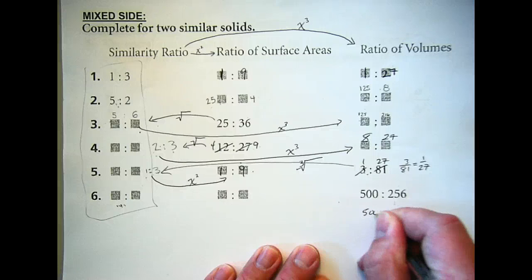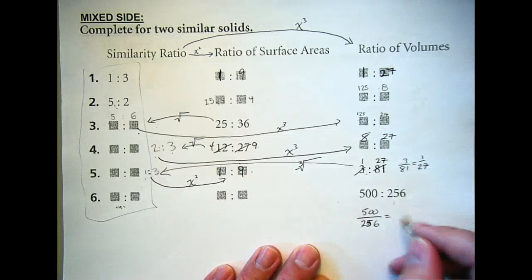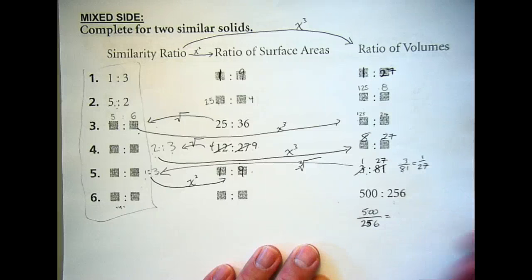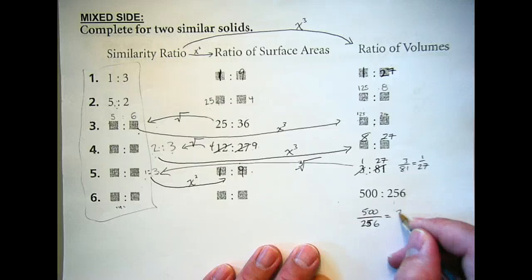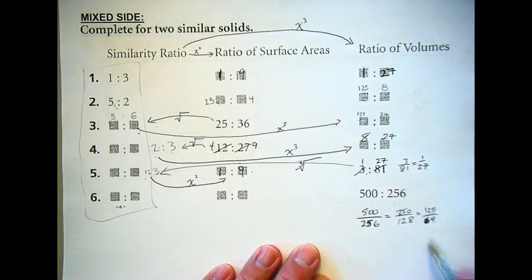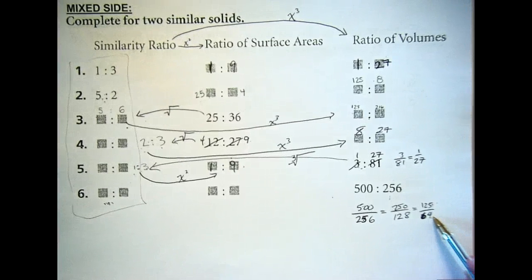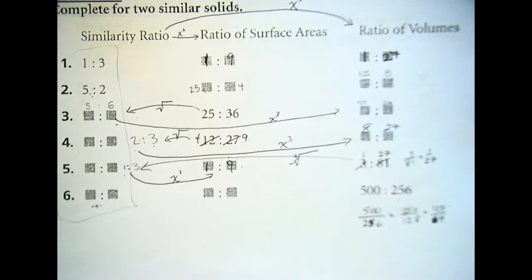What? All right, so 500, 256. 500 over 256 reduces to? 125. Good. A lot of you will start just cutting in half. If you did that, you get 250 over 128, and then cut it in half again, 125 over 64. And so you're looking for perfect cubes, right? 125 is a perfect cube. 64 is a perfect cube. The cubed root of 125 is 5.